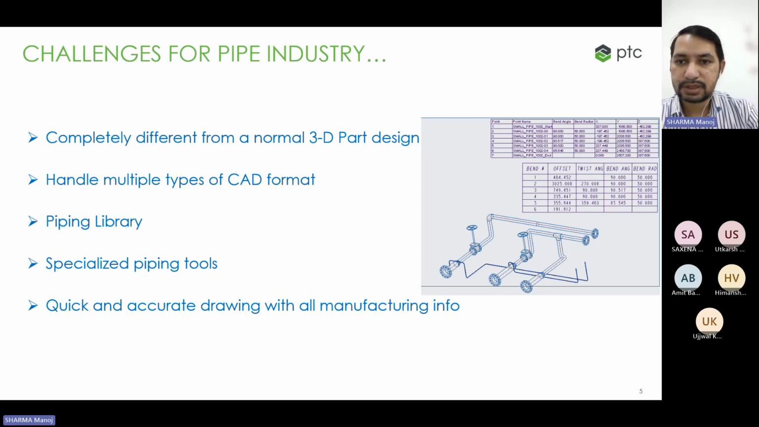all this pipe into the 3D design, then your software must be capable of generating the 2D drawings automatically, and also it must have different manufacturing information. Suppose some bend tables are there, some bend locations are there, some specific piping BOM must be there. So these are generally the challenges which people ask me when we talk about this piping design, right?